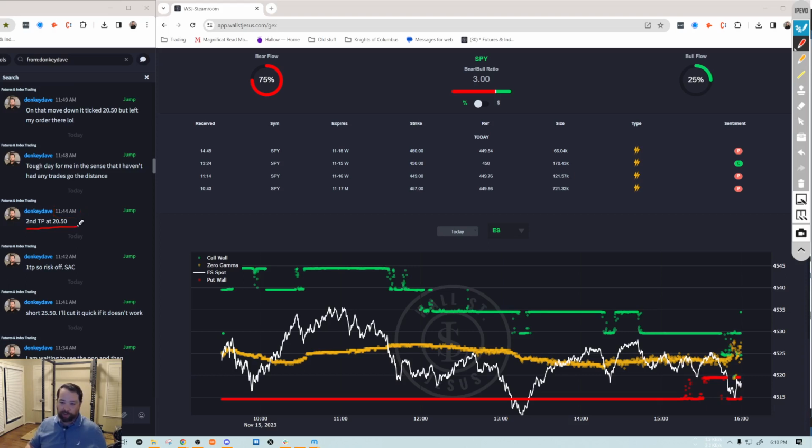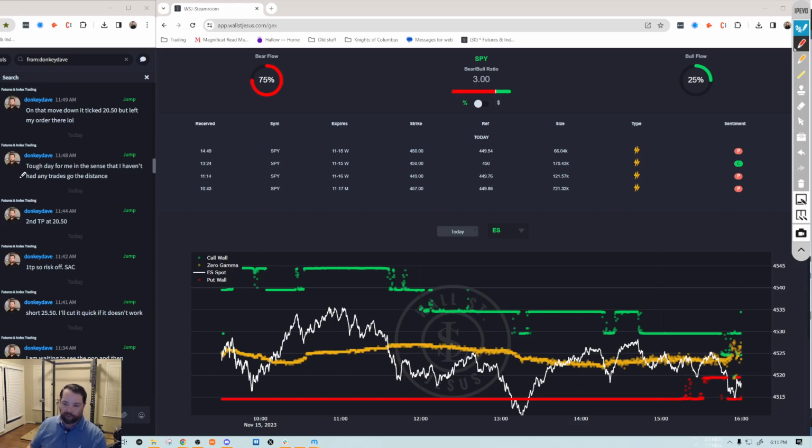Second take profit at 2050. I'm just letting them know my brackets go in, but that's where it was at. My second take profit at 2050. And then this is kind of important here because it'll make more sense later. These are pulling all of my comments from the room. I just took my comments out, so I don't have to go through all the other stuff.